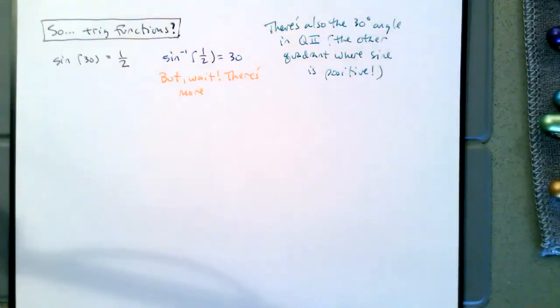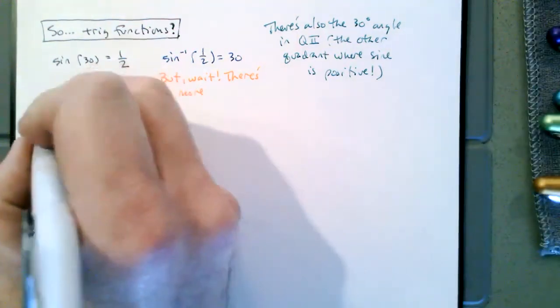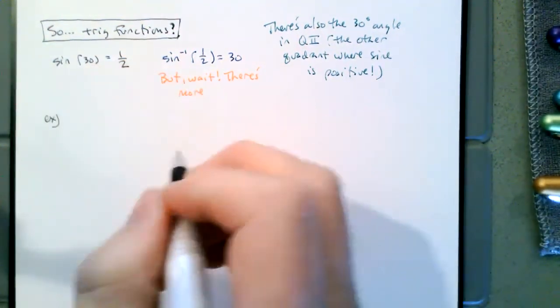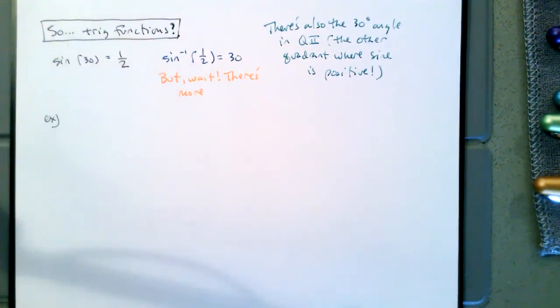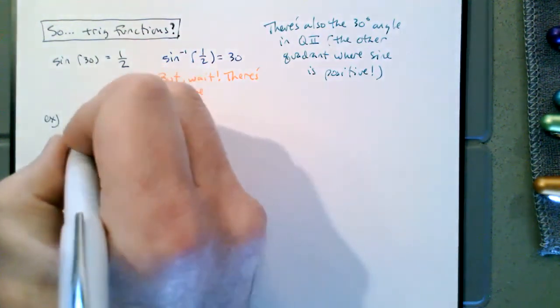So if I ask you to solve the equation, sine of theta equals a half, there's not just the 30 degrees, or pi over 6, there's also the 150 degrees, or 5 pi over 6. So when I ask you what the sine inverse of a half is, the answer is just 30, or in radians, pi over 6. But if we're solving an equation, now I want all the values.